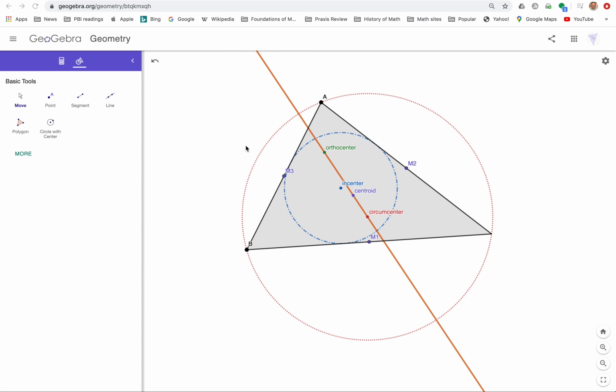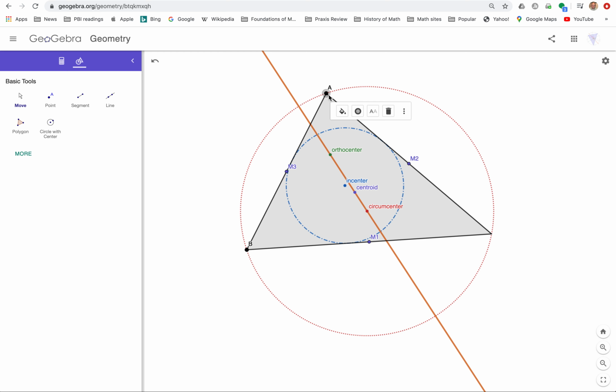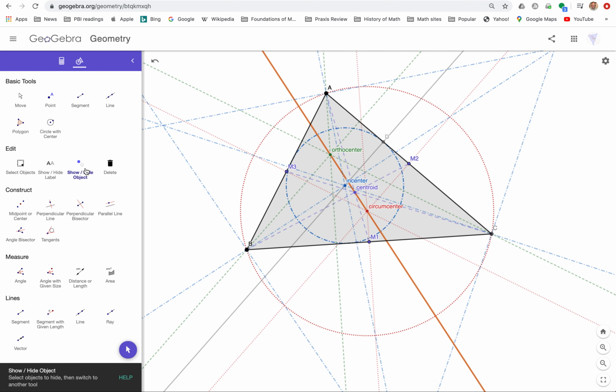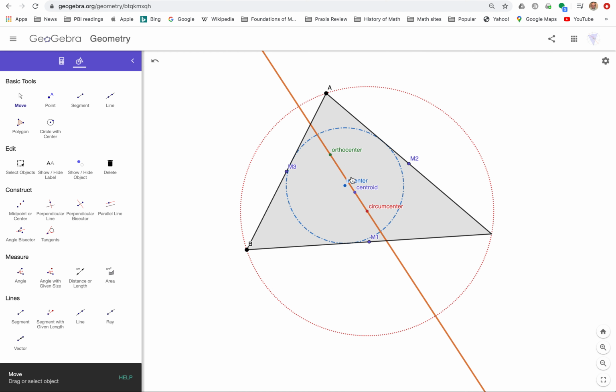So you can see here we have a triangle set up where I've already marked the centers that you're working on a GeoGebra assignment to create. I haven't put all the different line segments. I've hidden those. They're all there if you really want to see them. You know, if I do that, you can see they're all there. But I've taken them out for now because I don't want to have to look at them.